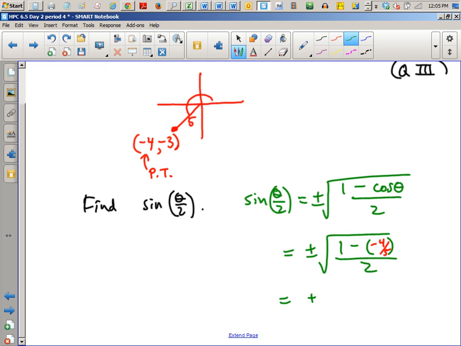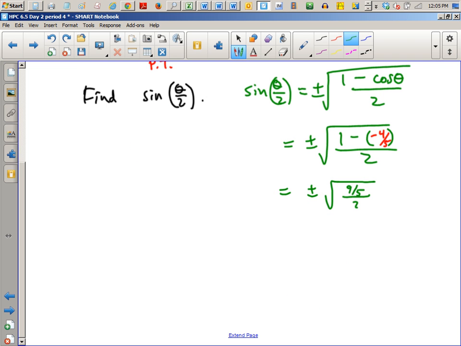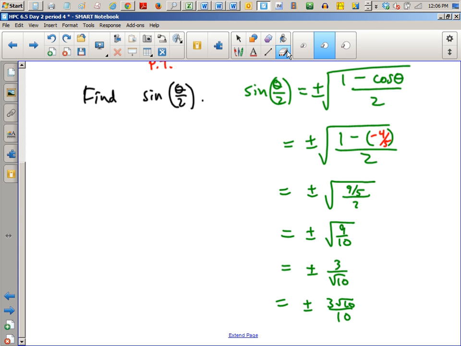So this is plus or minus the square root of, this is 1 plus 4/5, which is 9/5, all over 2. So this just gives us plus or minus the square root of 9/10. Or you could do plus or minus 3 over rad 10. Or rationalizing, it's plus or minus 3 root 10 over 10. I trust you can do those steps yourself. That's algebra 1.